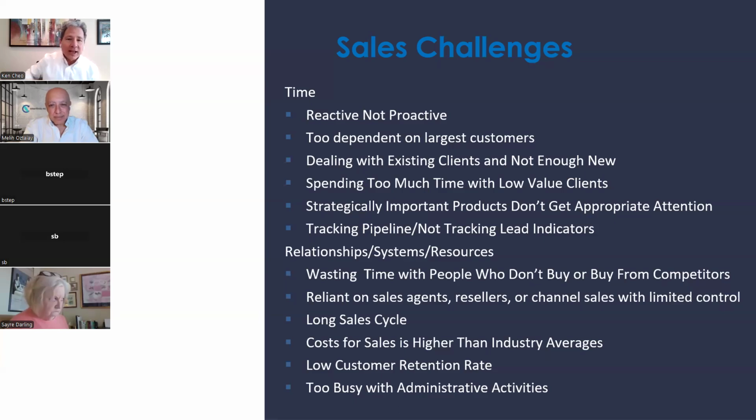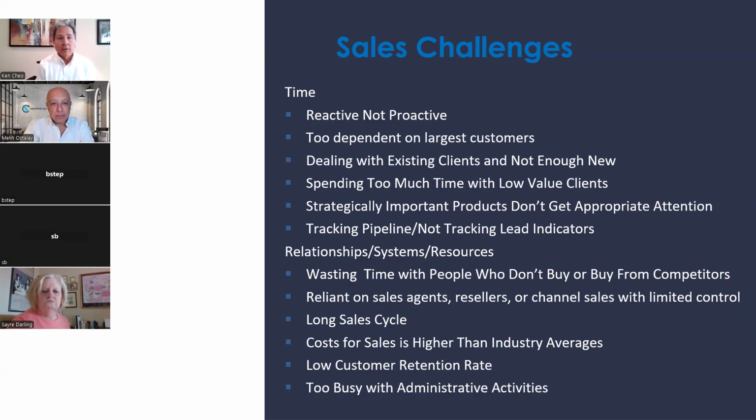Okay, and then there's relationships. Wasting time with people who just don't buy, or they buy from someone else. This is the systems thing. What is their process to make sure they're not wasting time, that they're working on things that actually are going to happen, and when are they going to happen? What needs to happen for them to be ready to buy, and then setting themselves up with future agendas so that they can follow up appropriately, or know that they don't need to.